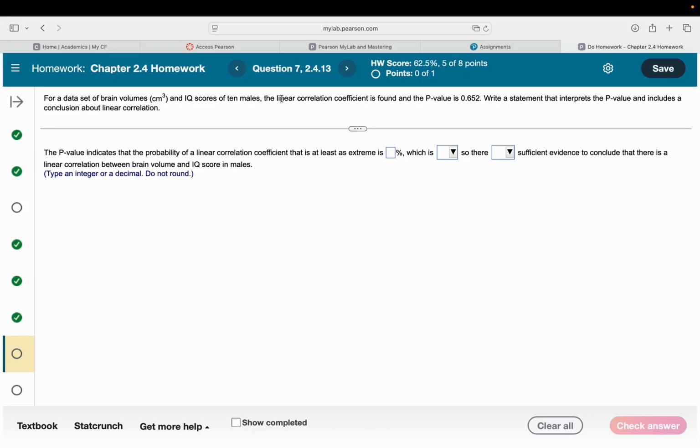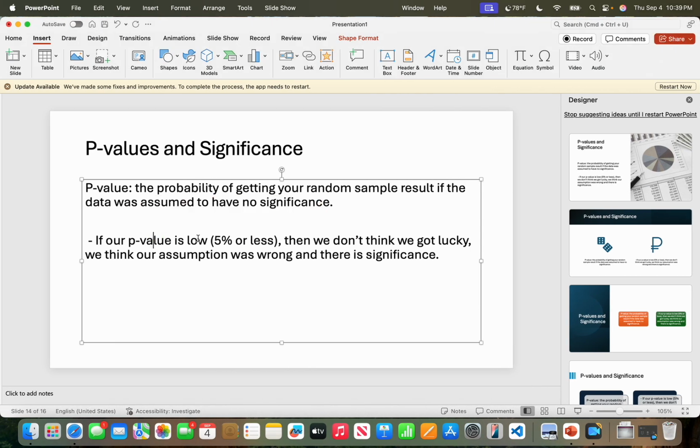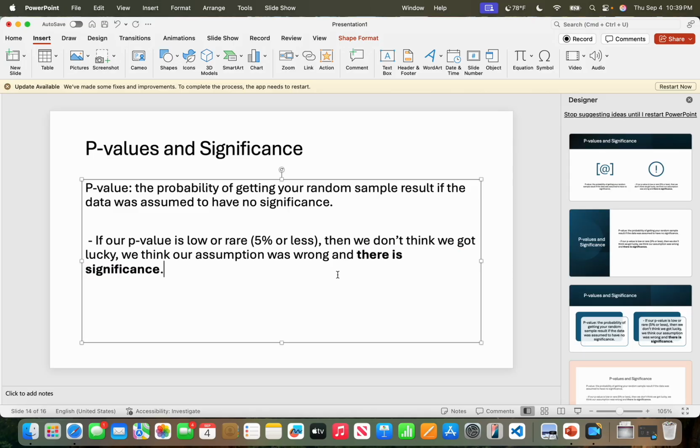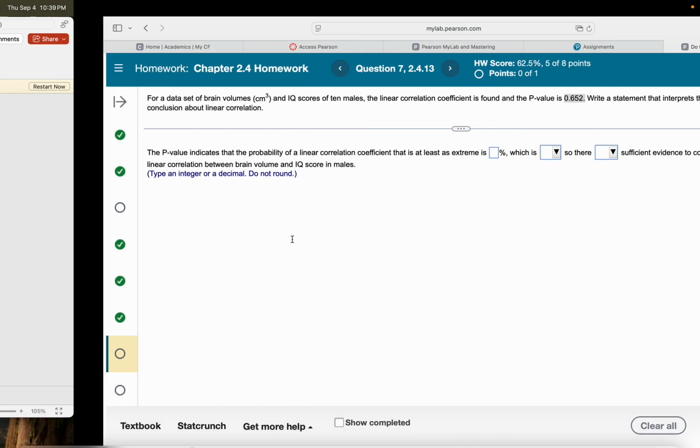So the assumption for a p-value, not based on the wording, but just in general, is there's no significance. And based on that assumption, the data I got would happen about 65% of the time. Now, that's not that rare, right? So in other words, if our p-value is low or rare, then we do think there is significance. But the opposite is true. If my p-value is high or above 5%, then we do think, maybe not we got lucky, but we got an expected result, and we don't think that it's significant.